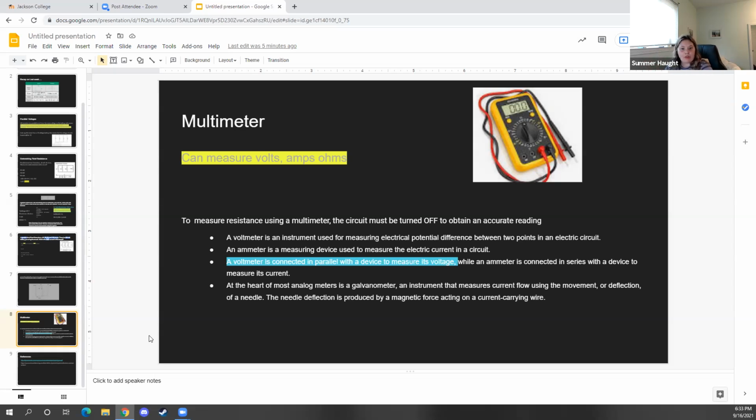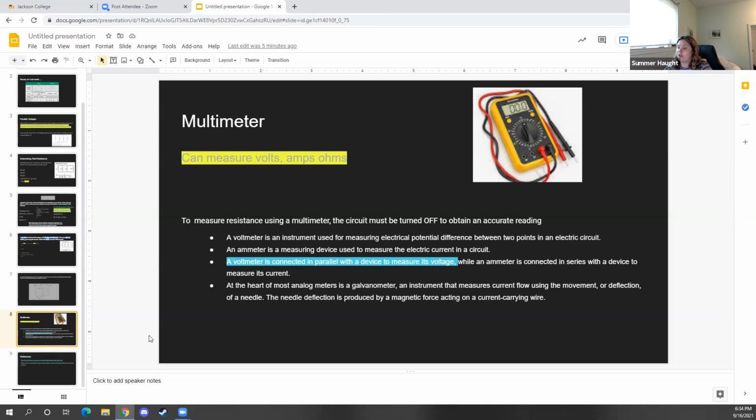You might have seen one of those before. I'm certain that all of you majoring in electricity, or any type of electrical applications, will use this. So that's the main idea. Just know that it can measure multiple things, and that's volts, amps, and ohms.